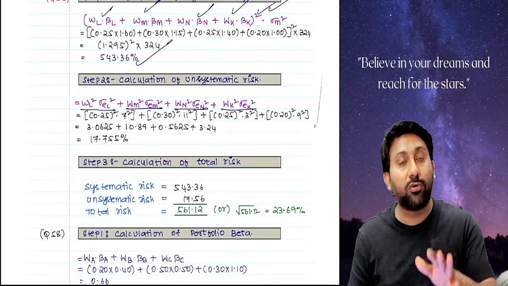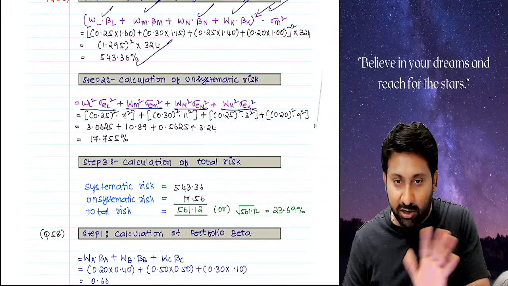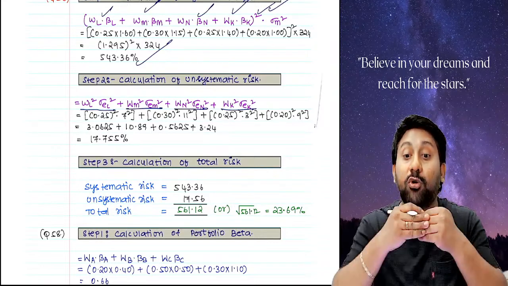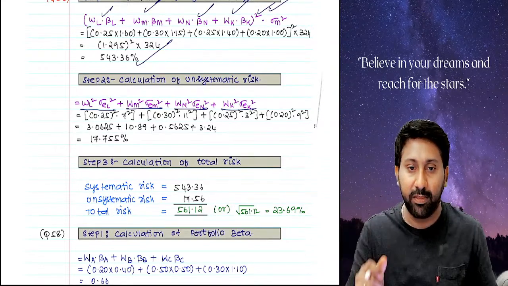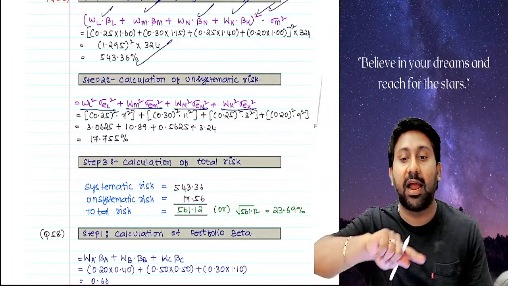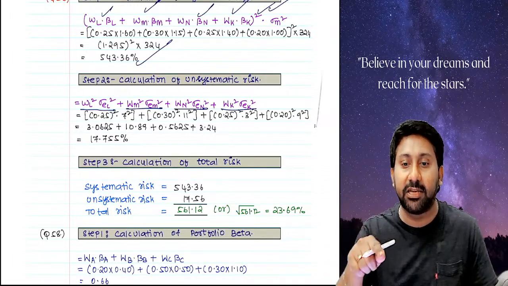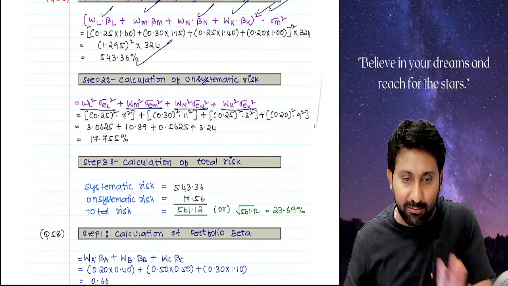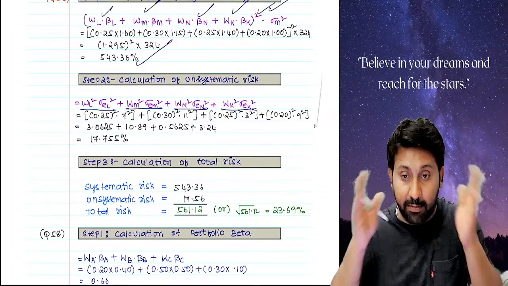So 2 into WL, W, all these will not come in unsystematic risk, because unsystematic itself means there is no correlation. Correlation will be 0. Means EL and EM correlation will be 0. When you multiply, the total element will become 0. So this is not the time to learn the concept. I'm just telling you, remember the concept.